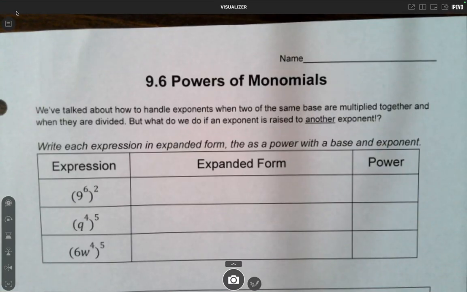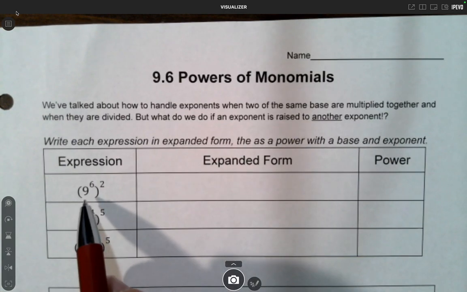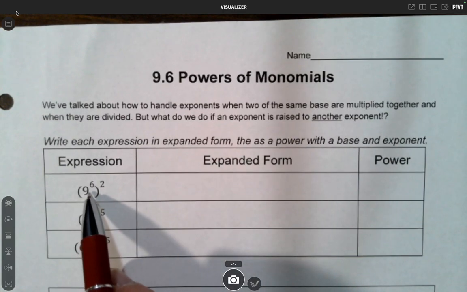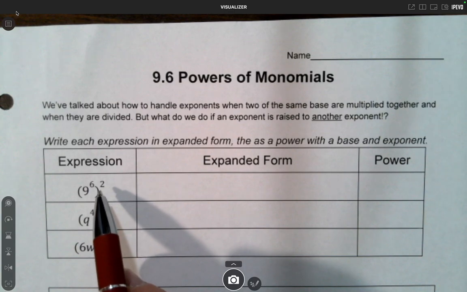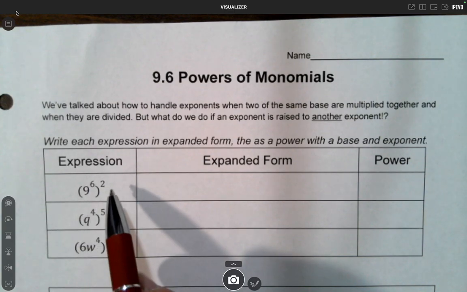We've talked about what to do if we multiply bases with exponents and what we do if we divide. Now, we'll talk about what if we have an exponent of an exponent. So an exponent raised to another exponent, as you see here. So this is 9 to the 6th raised to the second power. Again, I encourage you to think about what this really means.